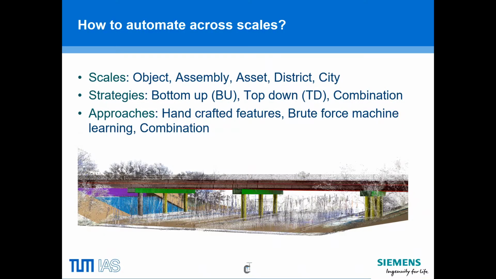The questions that we are asked in this first session, and I want you guys to consider during the brainstorming session, are effectively two. I took one question and broke it into two pieces. The first one is how to automate across scales. And by scales here, we're looking at object, assembly, asset, district, city, and so on.